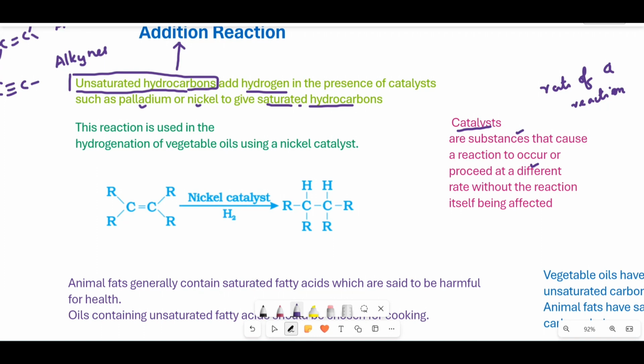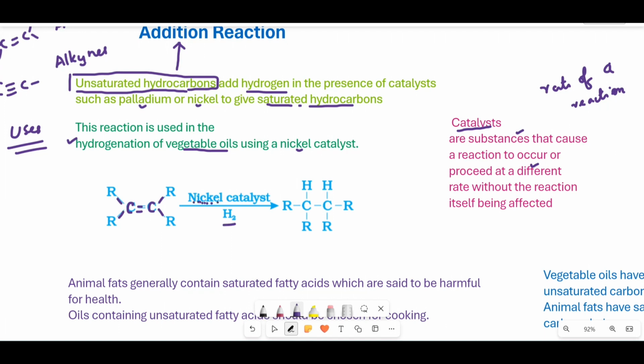So this is the use of that addition reaction. So where do we use this addition reaction? This reaction is used in the hydrogenation of vegetable oils using nickel catalyst. The reaction can be represented in this manner: C double bond C. So this R can be hydrogen or any alkyl group. This is used in presence of nickel catalyst.